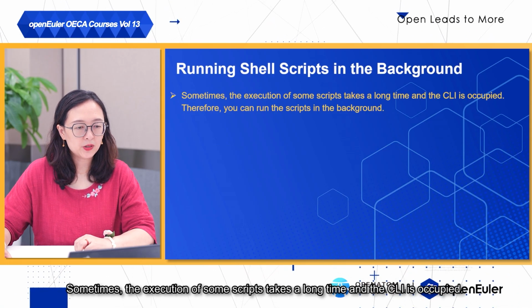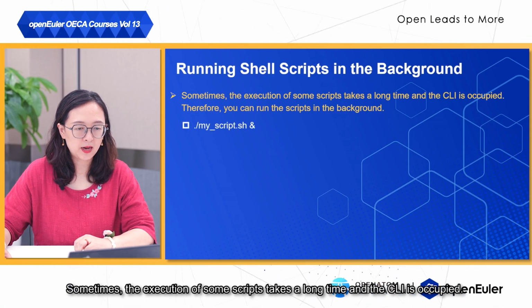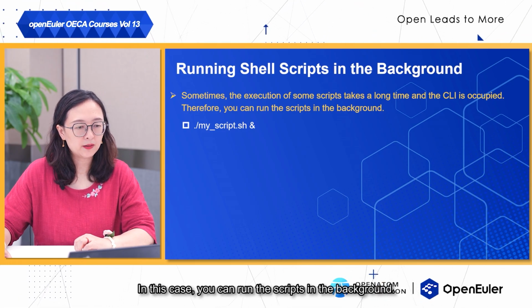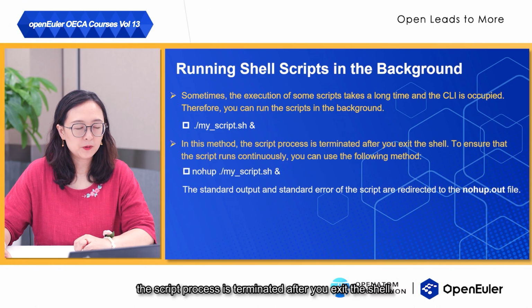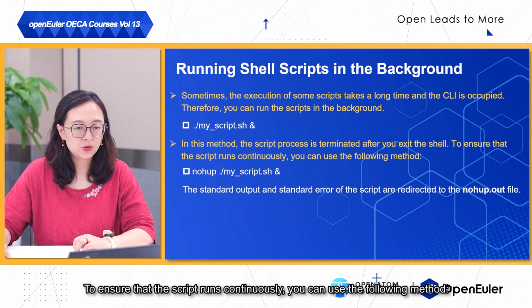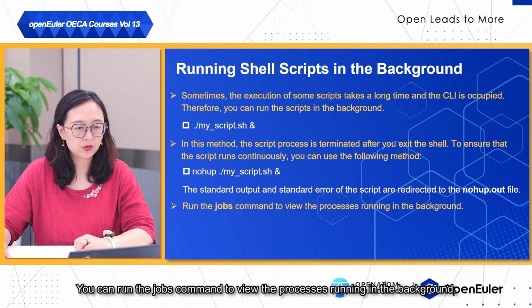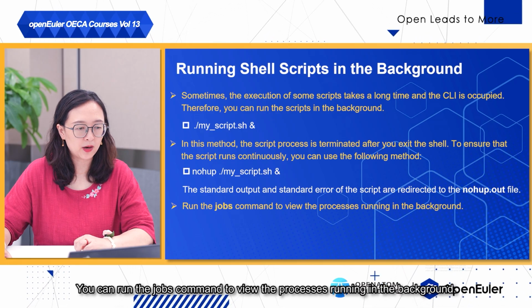Sometimes, the execution of some scripts takes a long time and the CLI is occupied. In this case, you can run the scripts in the background. In this method, the script process is terminated after you exit the shell. To ensure that the script runs continuously, you can use the following method. You can run the jobs command to view the processes running in the background.